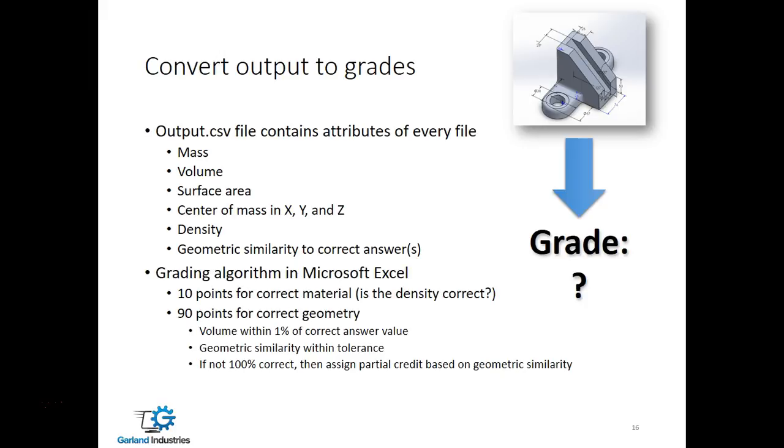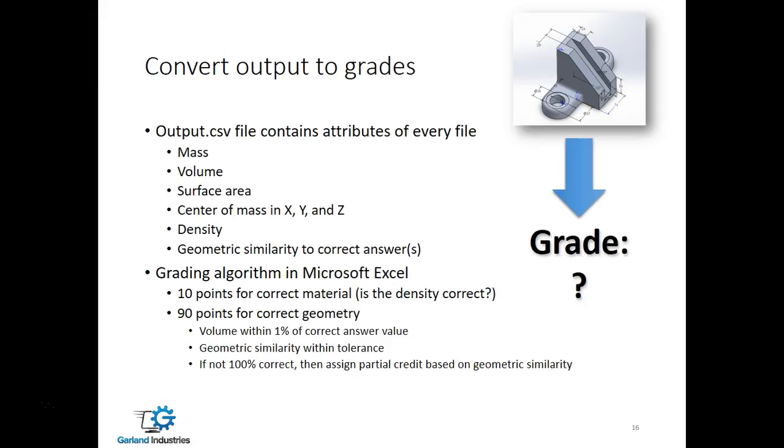So what we can do then is set up a simple algorithm in Excel to grade the students' files. For example, I want to check that they assigned the correct material, and I can do that by looking at the density. Let's say the correct answer is supposed to be made out of titanium, then I can just check the density of the student's part, and if it has the same density, then they assigned the material to titanium. If it's something different, then they didn't do it right.